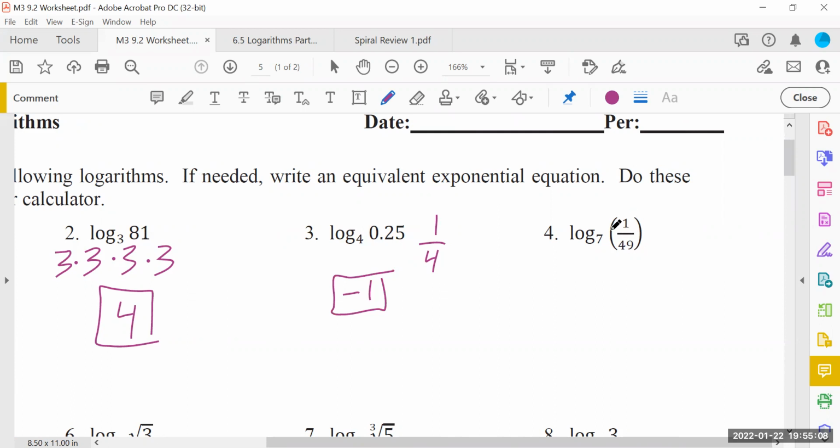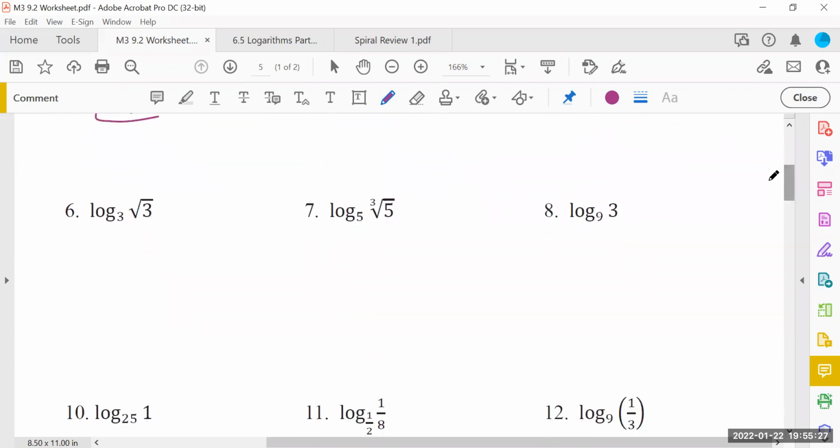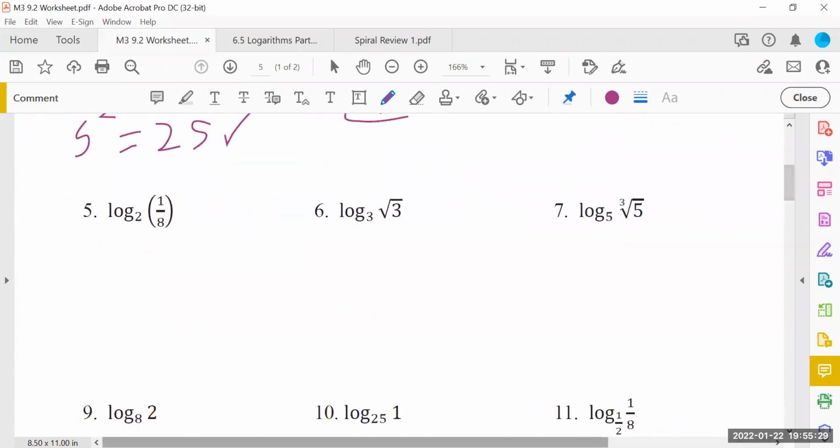Next one's a little bit more obvious. We've got 7 to what power makes 49? Well, 7 squared makes 49. But if I want it to be 1 over that, I need it to be negative. The negative exponent is what gives us 1 over our answer, or flips our answer upside down, makes it the reciprocal.